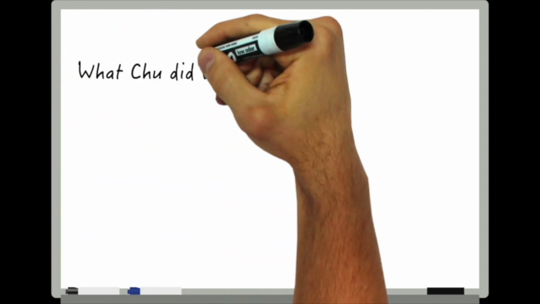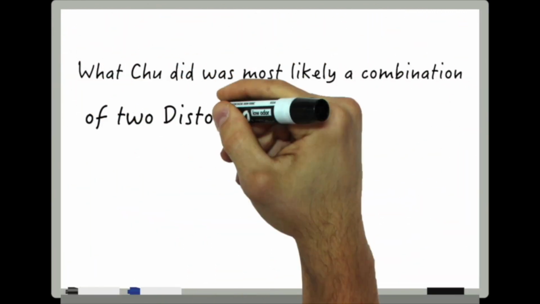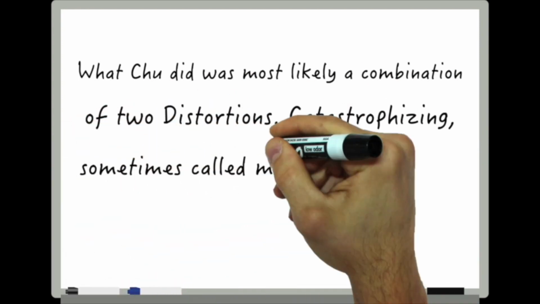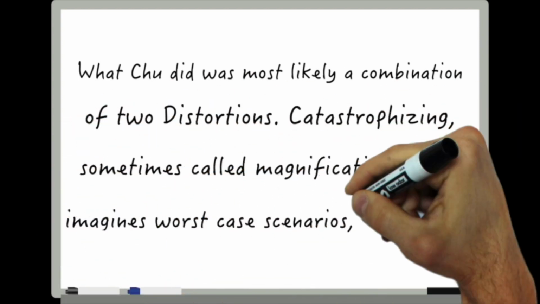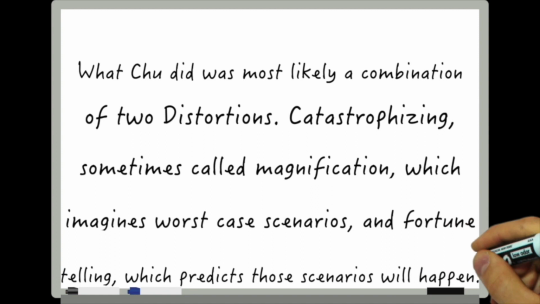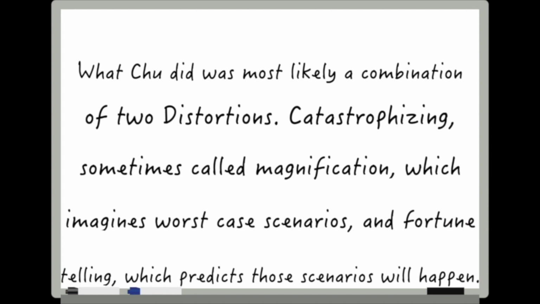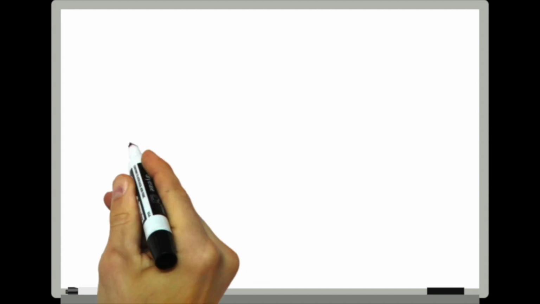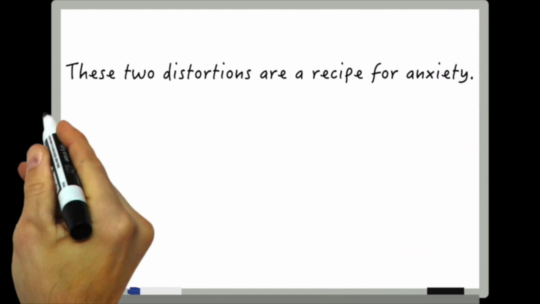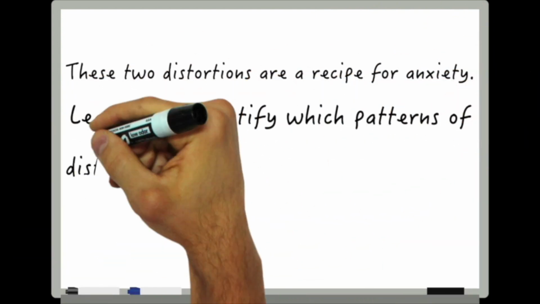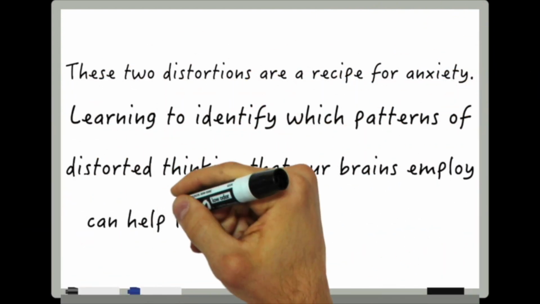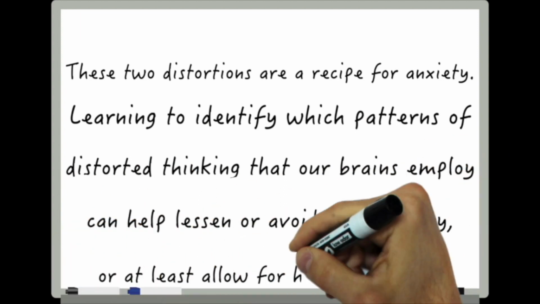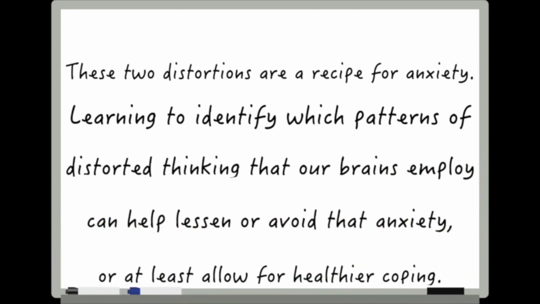Going back to our example, what you did was most likely a combination of two distortions. Catastrophizing, sometimes called magnification, which imagines worst case scenarios, and fortune telling, which predicts that those scenarios will actually happen. These two distortions are a recipe for anxiety. Learning to identify which patterns of distorted thinking our brains employ can help lessen or avoid that anxiety, or at least allow for healthier coping.